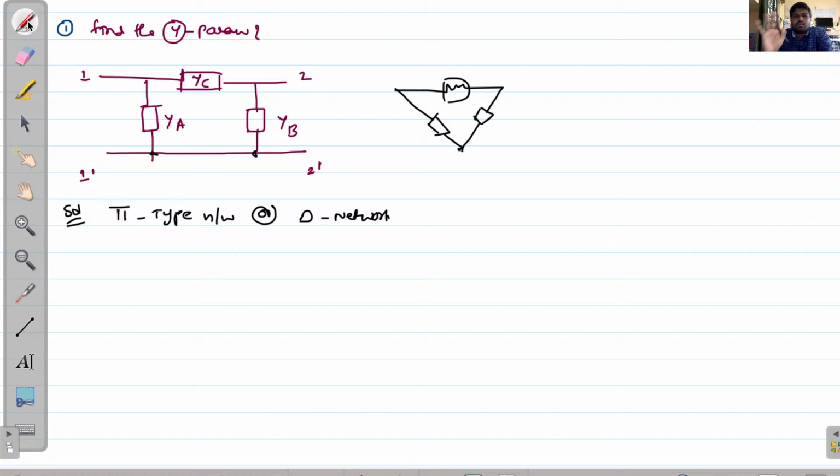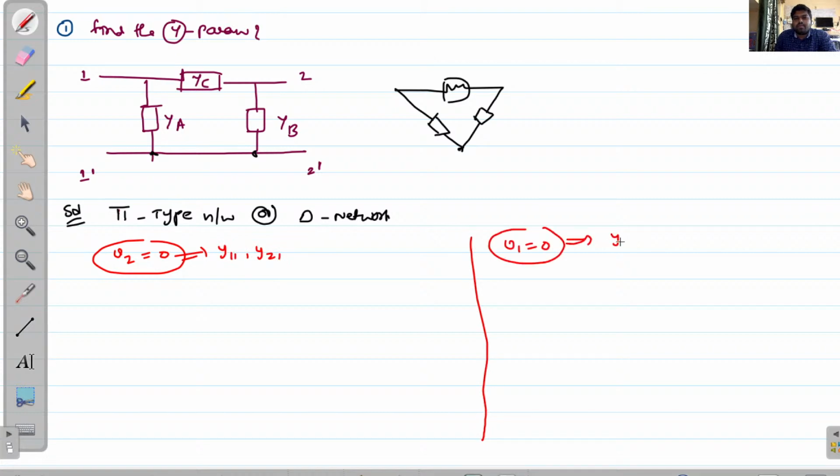So already we know the procedure. First we can make v2 equals to 0. Then you can evaluate y11 and y21. And in the second case, if you make v1 equals to 0, you can evaluate y12 and y22. So this is the method to evaluate the y parameters.